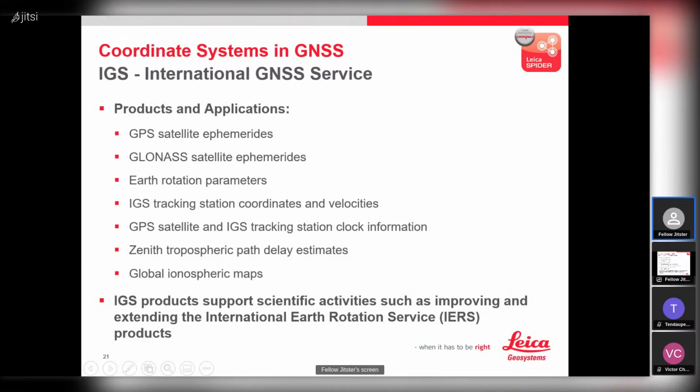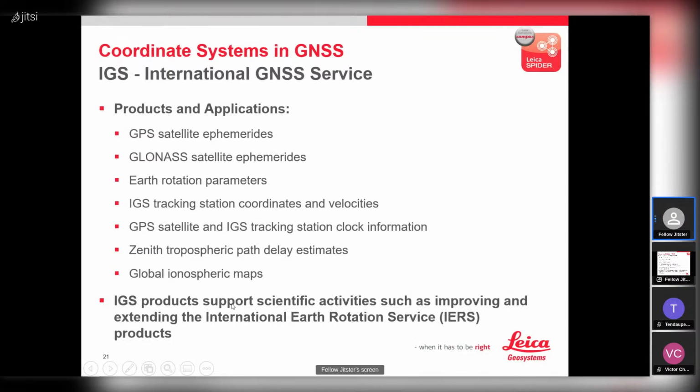Information about the clocks on the satellites. They provide corrections for the atomic clocks for the GNSS systems, well, not all, GPS and GLONASS at the moment. Then they provide something called zenith tropospheric path delay estimates. This is used for estimation of ionospheric and tropospheric models. And then they also have the global ionospheric map. The IONEX file, which you have already seen, is also their product.